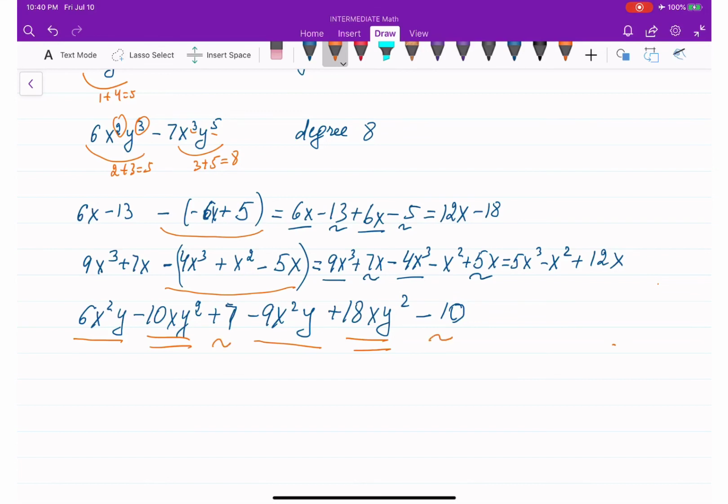All right. So this is going to be equal to: 6x squared y minus 9x squared y is going to be negative 3x squared y. Next, negative 10xy squared plus 18xy squared is going to be plus 8xy squared. Plus 7 minus 10 is going to be minus 3. All right.